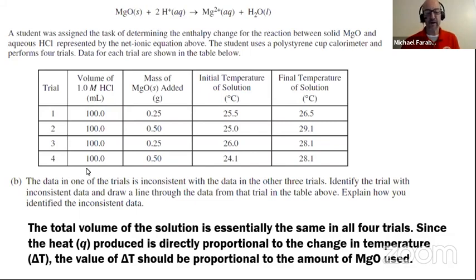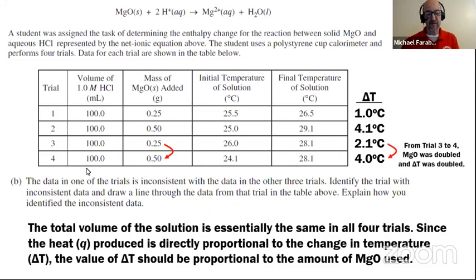So for trial 1, 26.5 minus 25.5, that's a difference of 1. 29.1 minus 25.0, that's a difference of 4.1. And then the other delta T's are 2.1 and 4.0. So essentially what we're looking for is the trial that is inconsistent. Let's focus for a moment on trials 3 and 4. Switching from trial 3 to trial 4, they doubled the amount of MgO, and the delta T essentially doubled. So it seems like trials 3 and 4 are consistent.